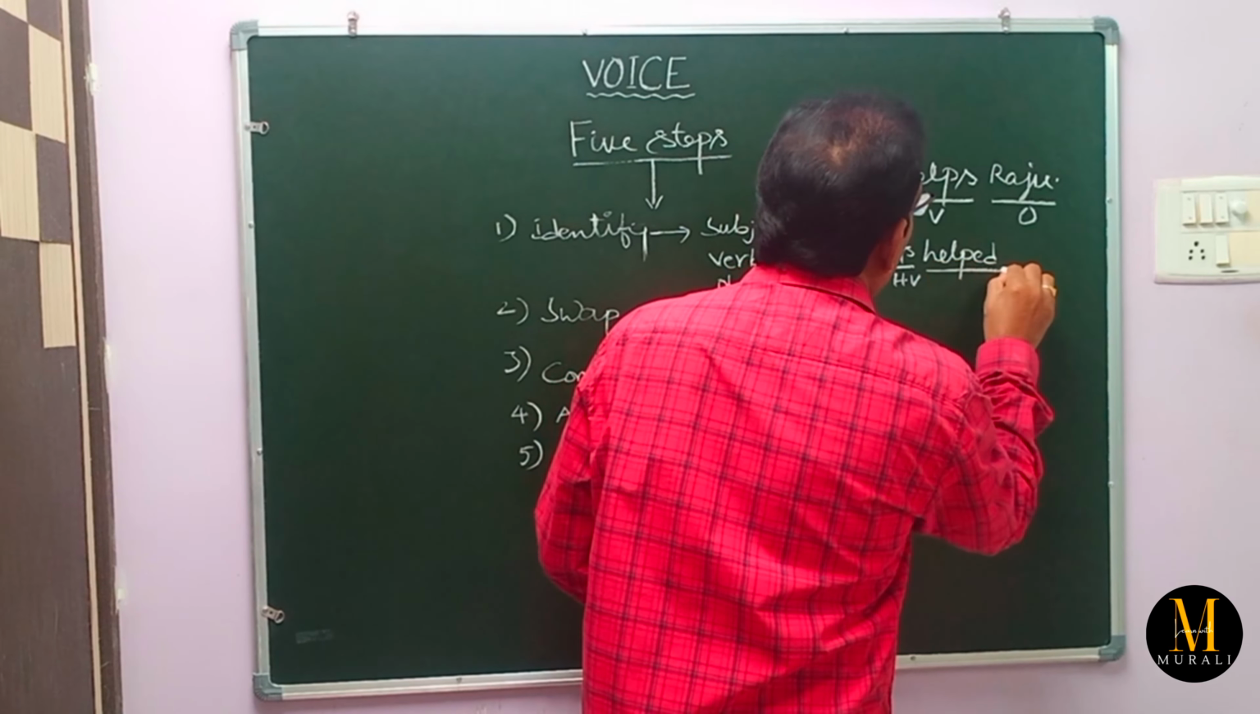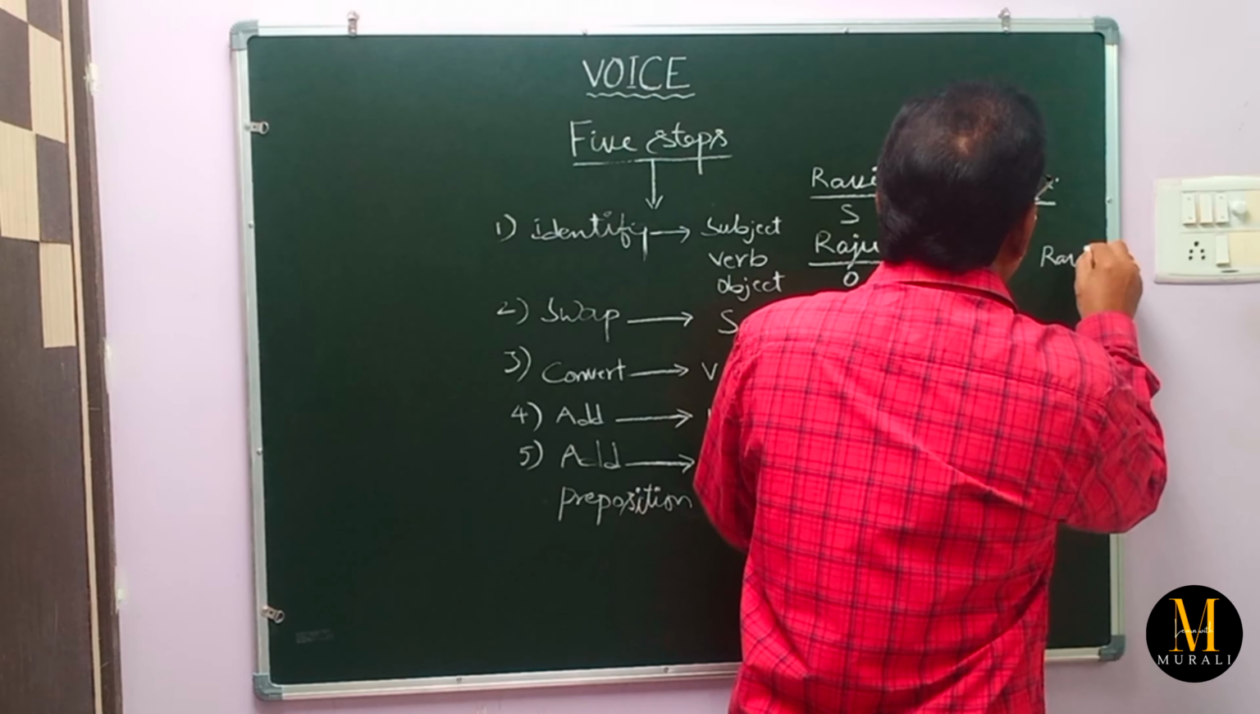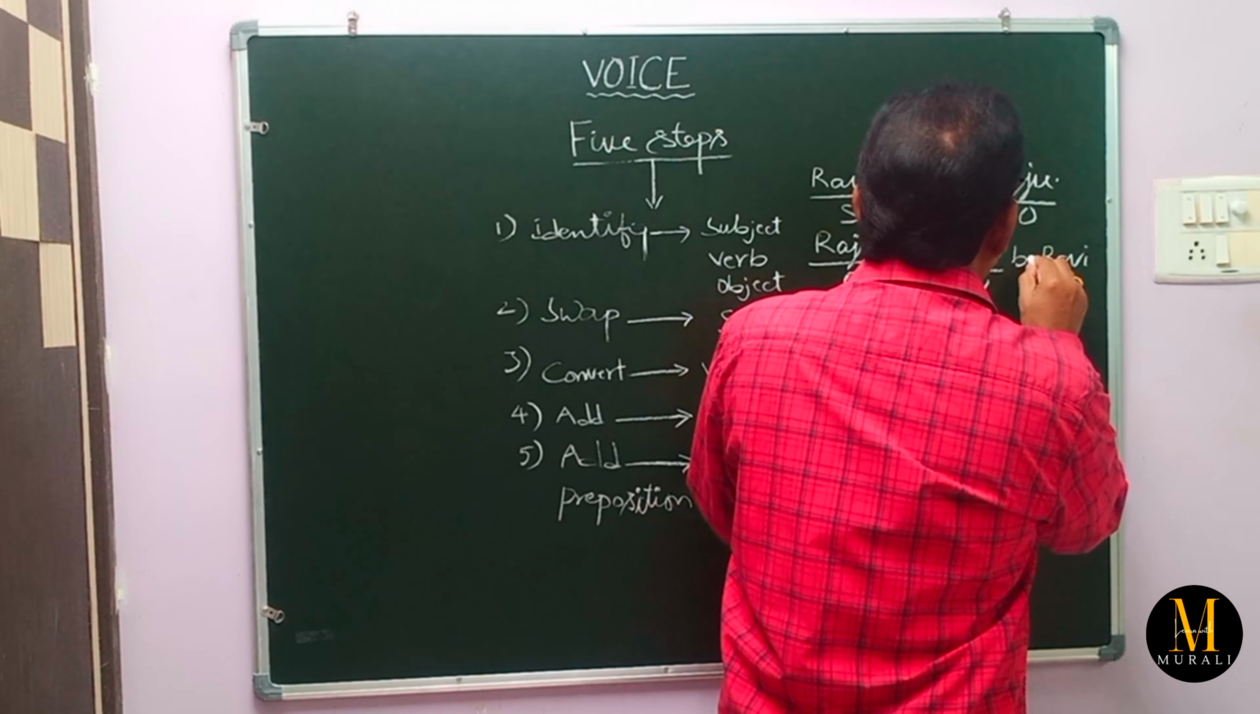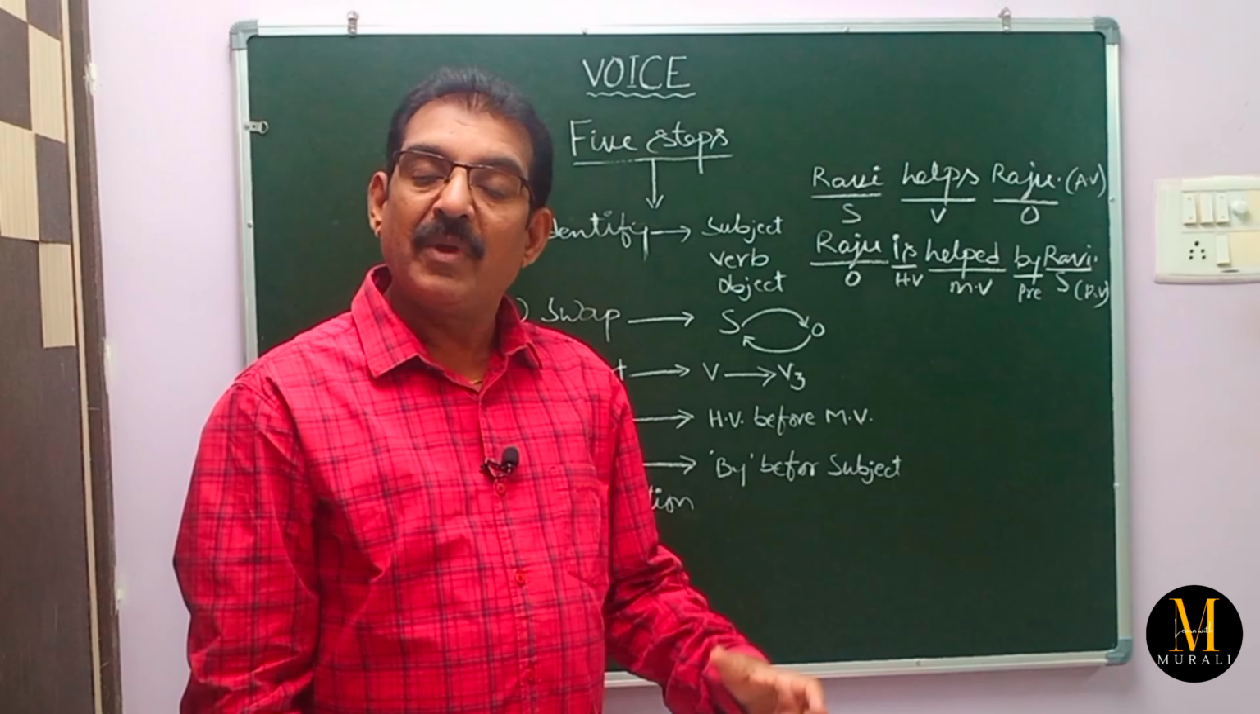Next, add the preposition by before the subject. What is the subject here? Ravi is the subject. By is a preposition. Ravi is the subject. This is active voice, and this is passive voice. Just observe the changes. See the steps. Like that, whichever active voice sentence is given, we can change it very easily.